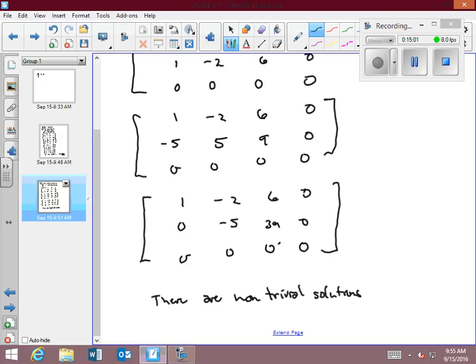Now, there's an infinite number of non-trivial solutions, because whatever you would pick x3 to be would give you a different parametric result.